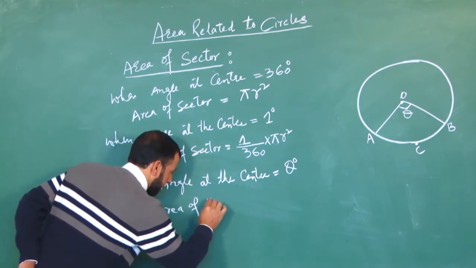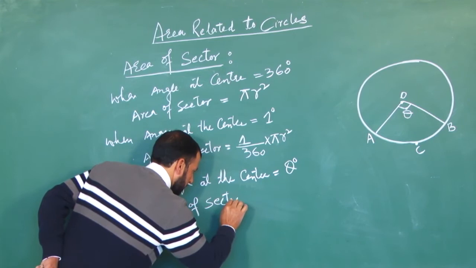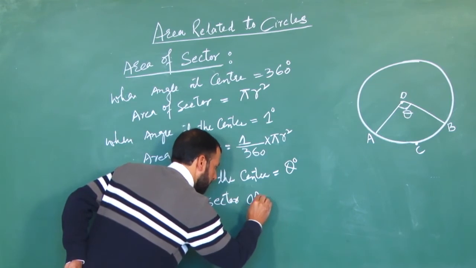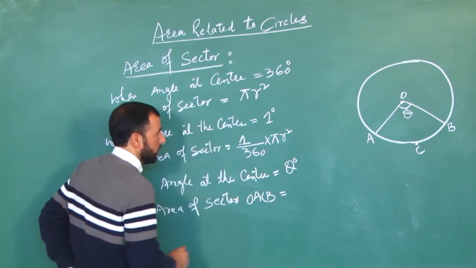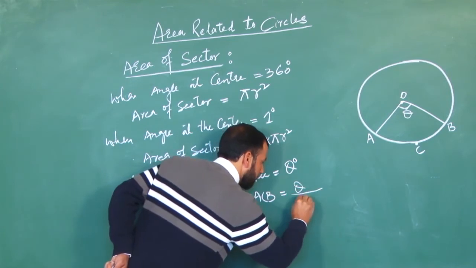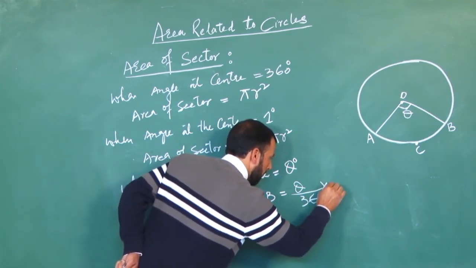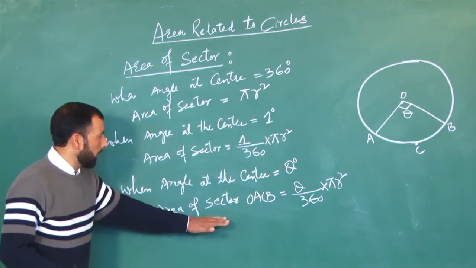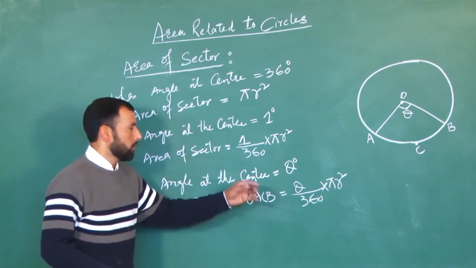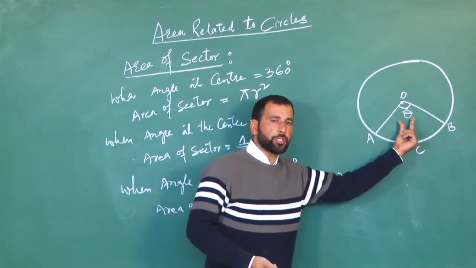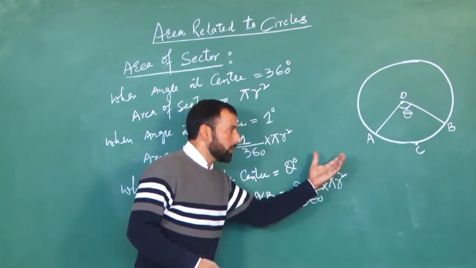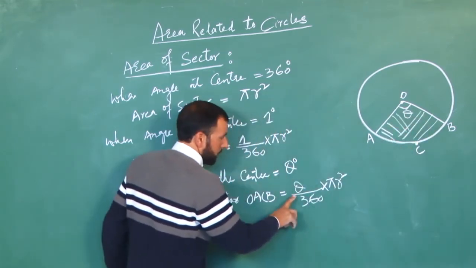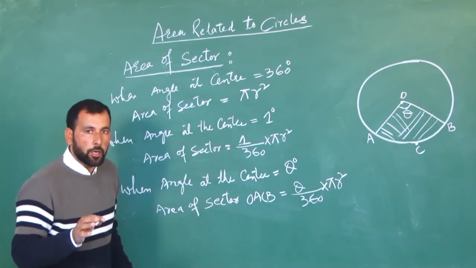Area of a sector. We call the sector OACB. Its area is equal to theta divided by 360 into pi r square. This is the formula for finding the area of a minor sector when the sector angle is theta. Therefore, the area of this sector is theta divided by 360 into pi r square.